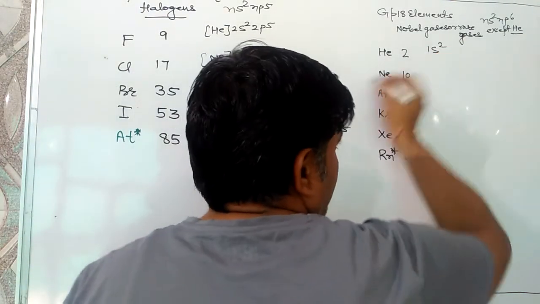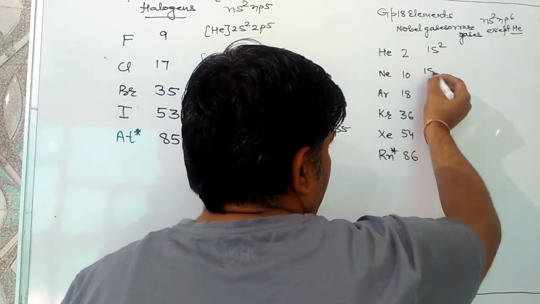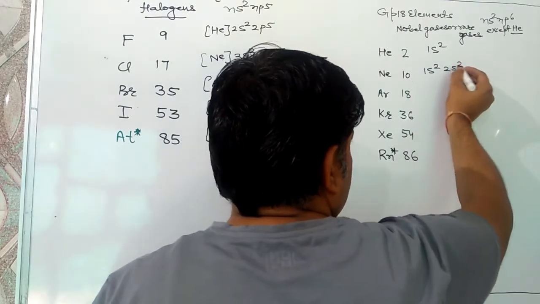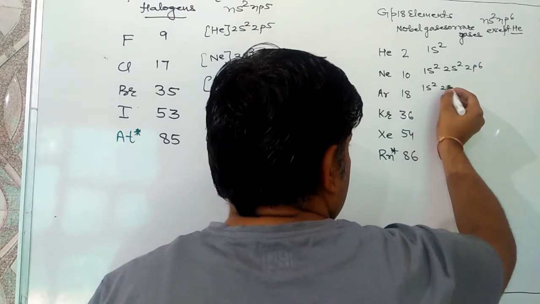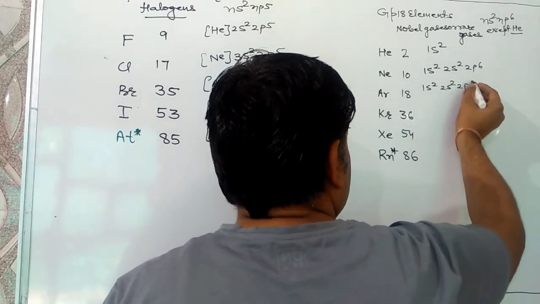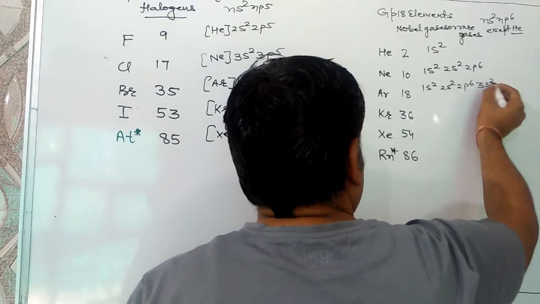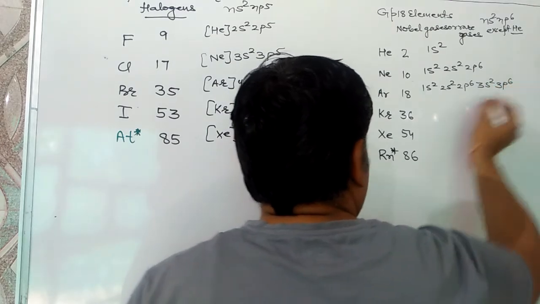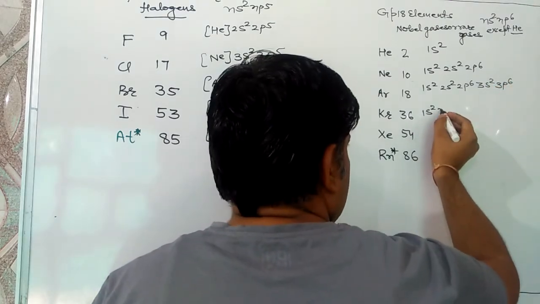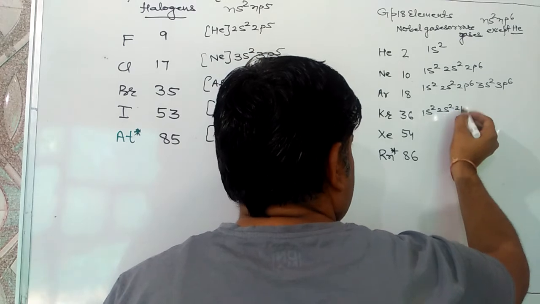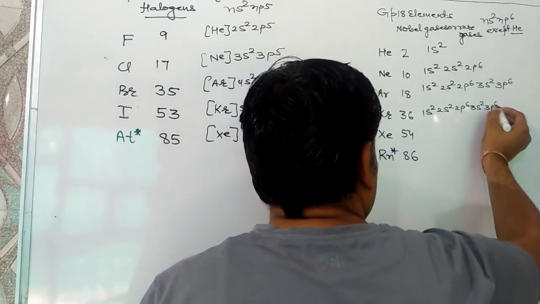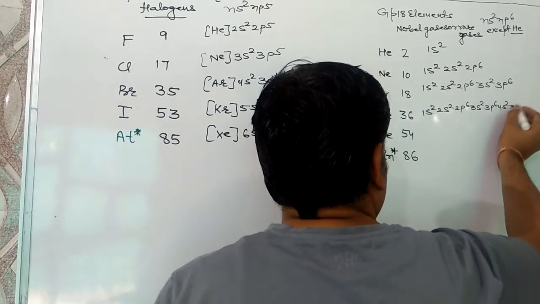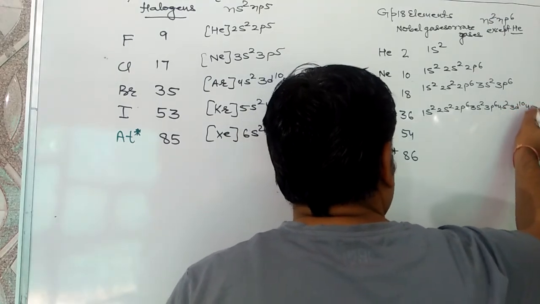I am writing complete configurations for them. For neon, it will be 1s2, 2s2, 2p6. For argon, it will be 1s2, 2s2, 2p6, 3s2, 3p6. For krypton, it will be 1s2, 2s2, 2p6, 3s2, 3p6, 4s2, 3d10, 4p6.